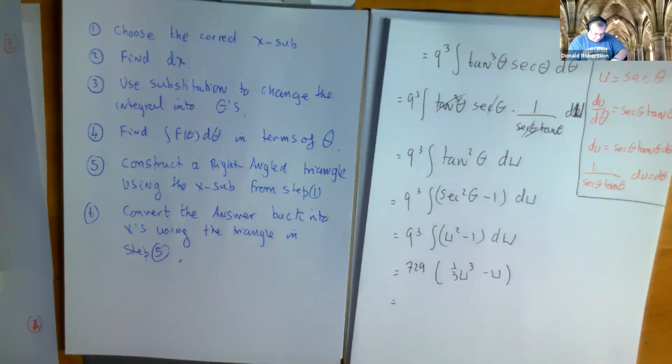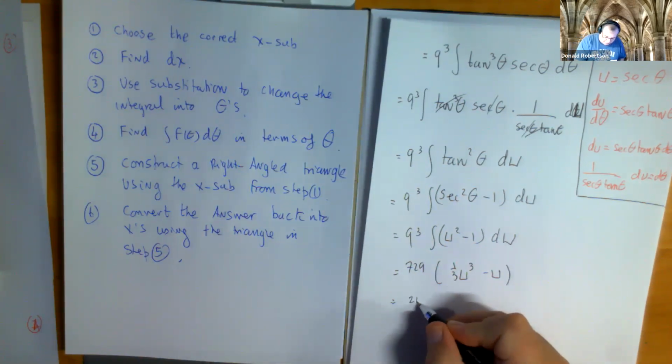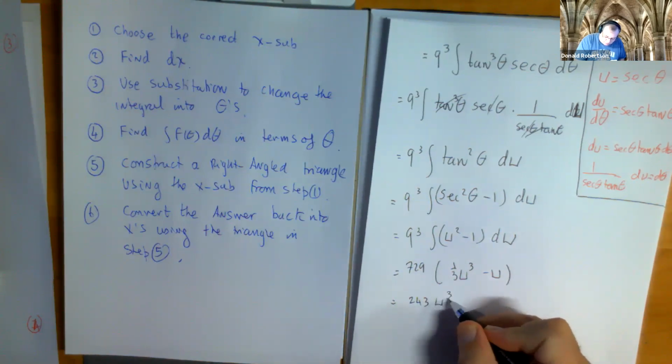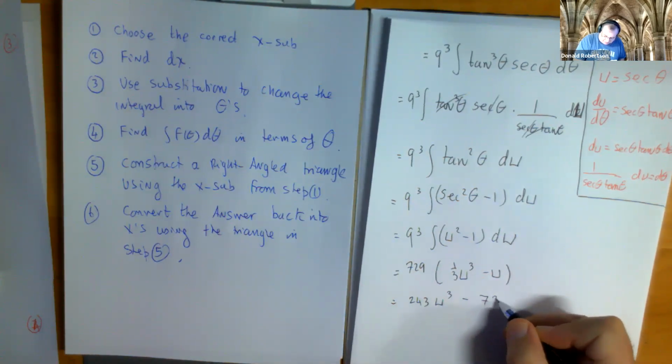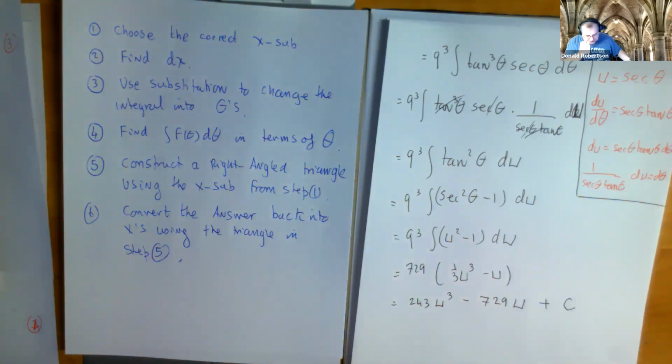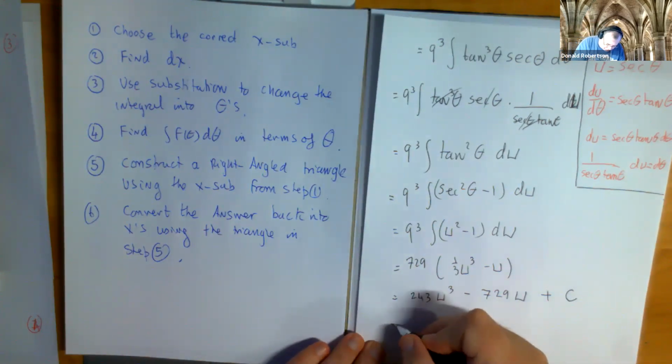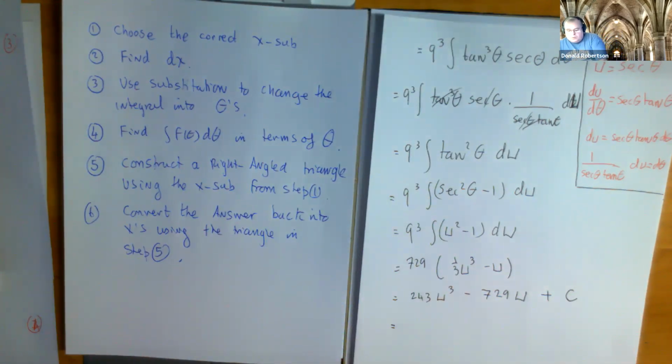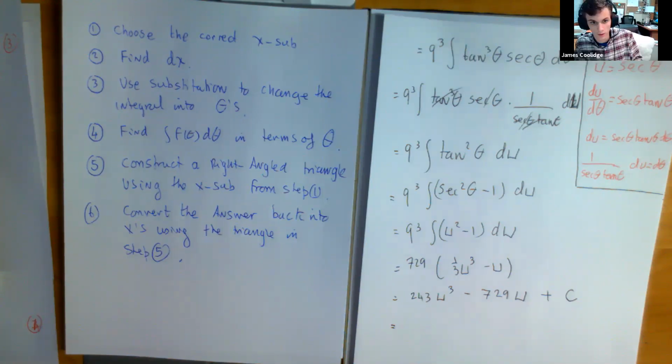Well, 729 divided by 3 gets me 243 U cubed minus 729 U plus C. What do I do with all these U's and U cubes now? Turn them into secant theta.